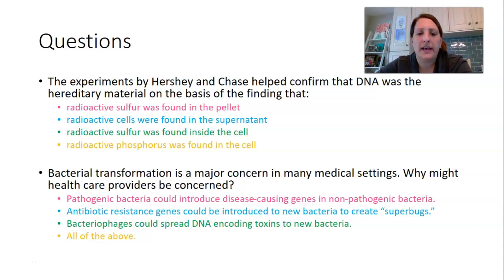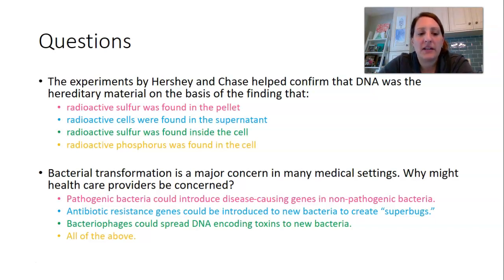Hopefully you answered yellow. Okay, so when they found radioactive phosphorus inside of the cells, that was evidence that DNA, which contains a sugar phosphate backbone, right? That phosphorus was being radioactively labeled. So that DNA made its way into the cell. Okay. Not the protein, right? Because the radioactive sulfur was what was labeling proteins. Okay, so again, the answer would be yellow. Radioactive phosphorus was found in the cell.